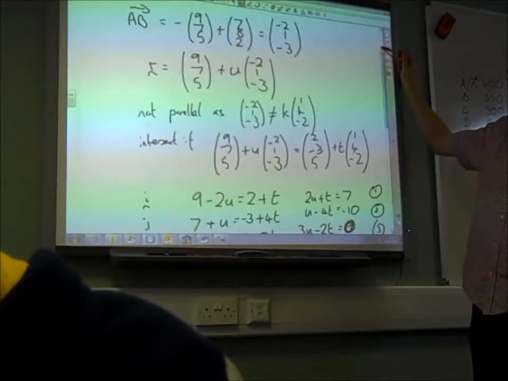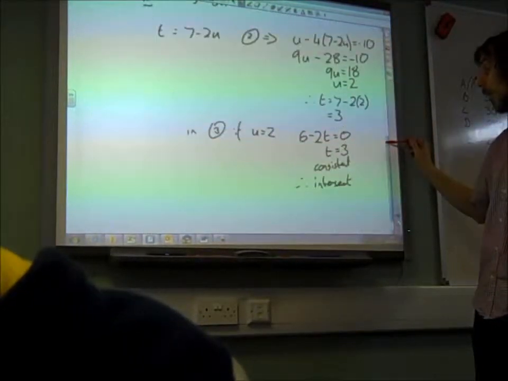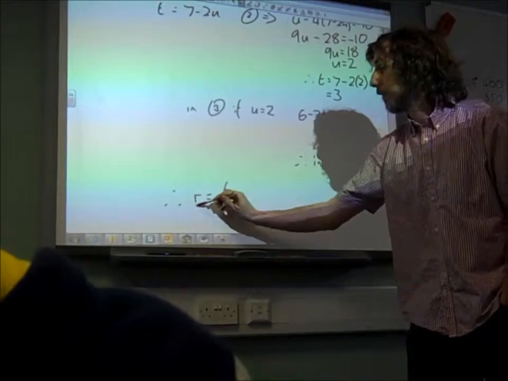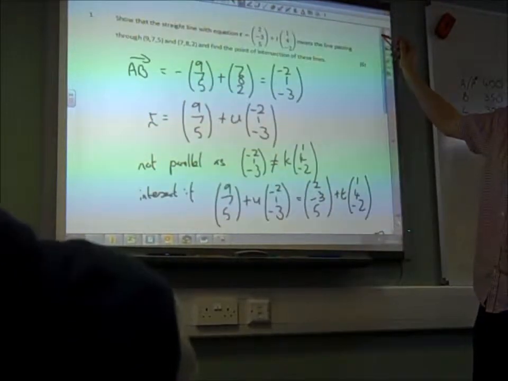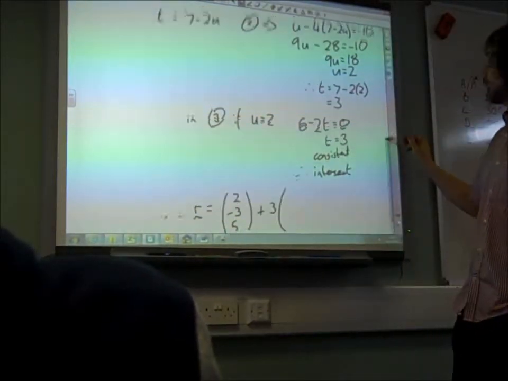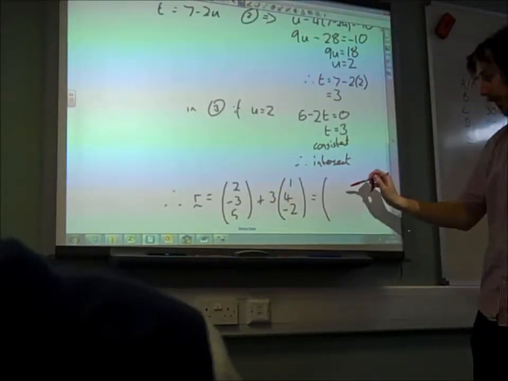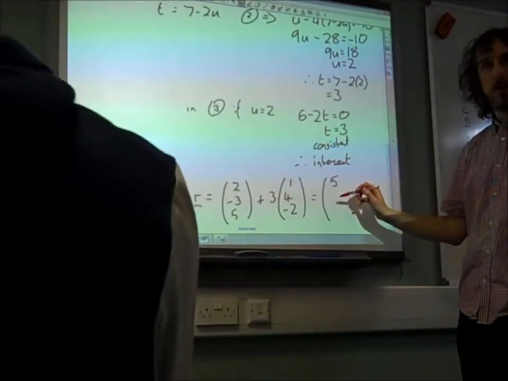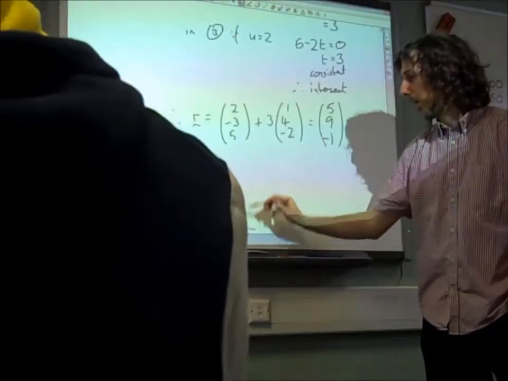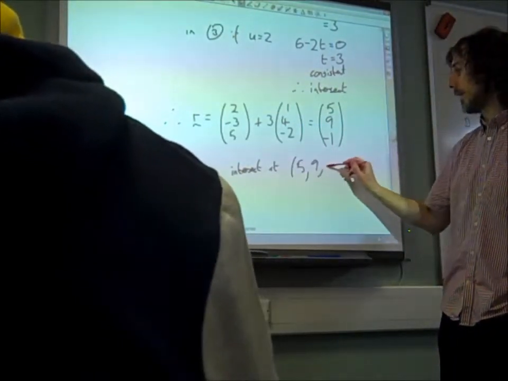Did we have to find the point of intersection as well? Yeah. We did. So we go back and take, probably easiest to do it with the value of t that we got, which was 3 in the first equation, r equals 2, minus 3, 5, plus 3 lots of 1, 4, minus 2, which gives us the point 5, 9, and minus 1. And so they intersect at, speeding up, 5, 9, minus 1.